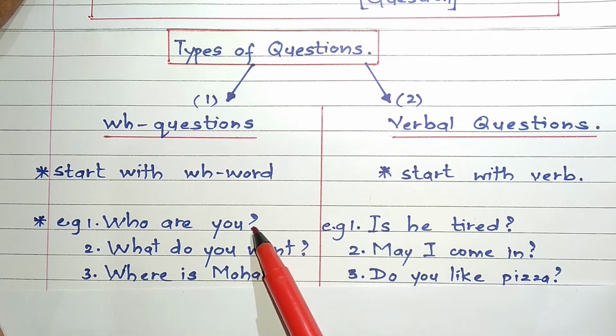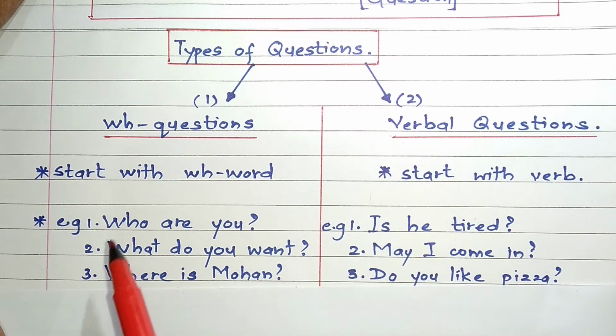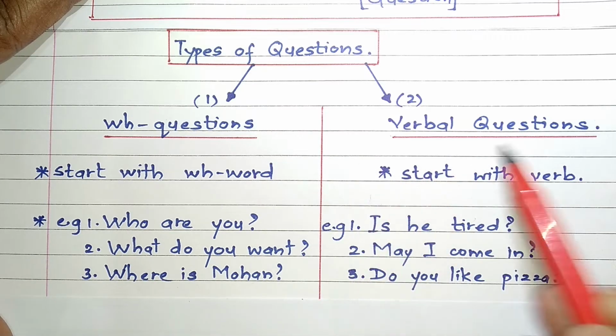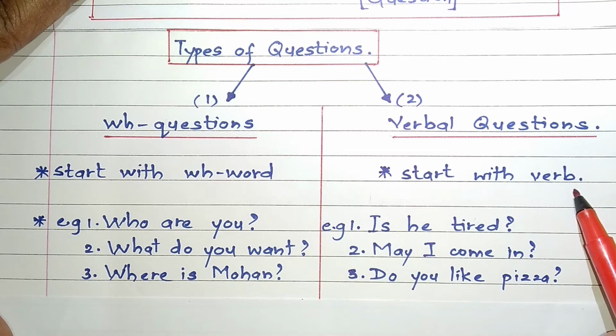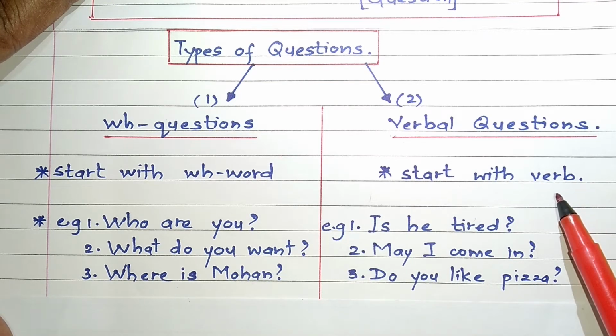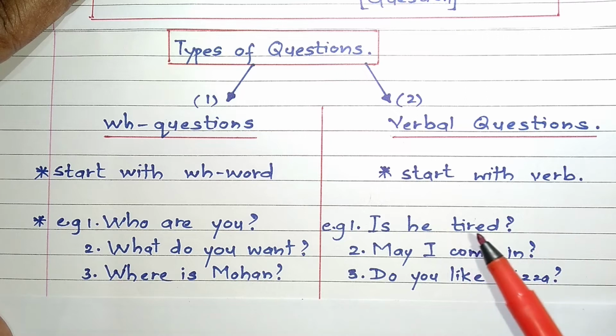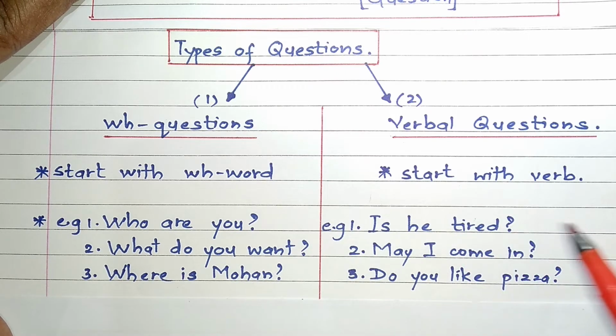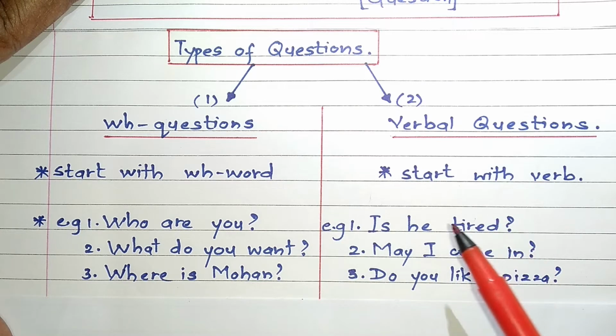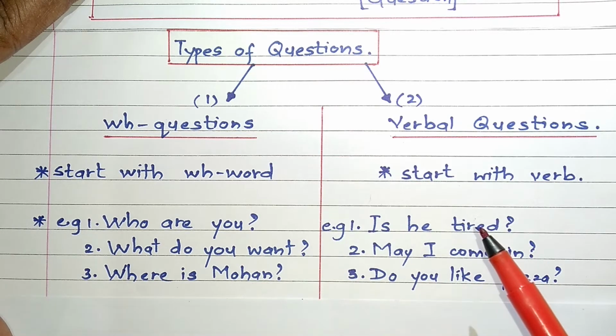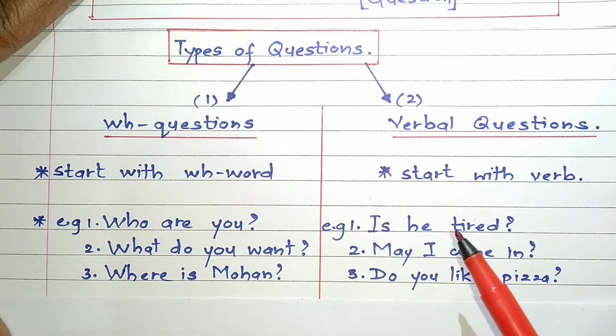Friends, have you noticed there is a question mark at the end of every question? And each of these questions begins with a WH word. Verbal questions are questions which start with a verb. Friends, remember the verb could be either a modal verb or an auxiliary verb. Auxiliary verbs are am, is, are, was, were, have, has, had, do, does, did. Modal verbs may be can, could, may, might, will, would, shall, should.